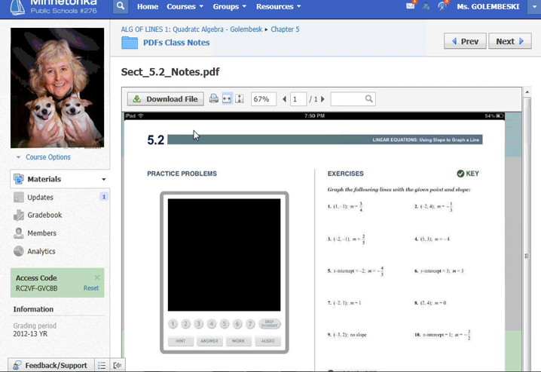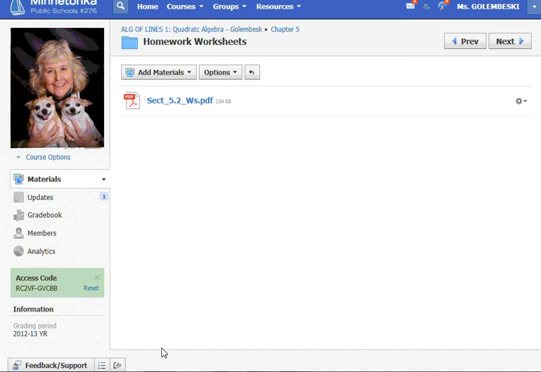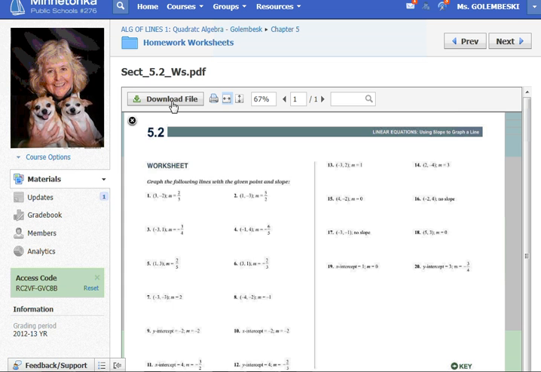I can't not take a picture of that. The homework is the worksheet, but this is what we're working on in class. Homework is homework. Okay, so where are they? The homework is worksheets. No, that's where you upload them. Homework worksheets right here at the bottom. It's this one. And I don't have 5-1 in there, but I could have. This is the homework. That's the homework, but that's not what we're working on now.